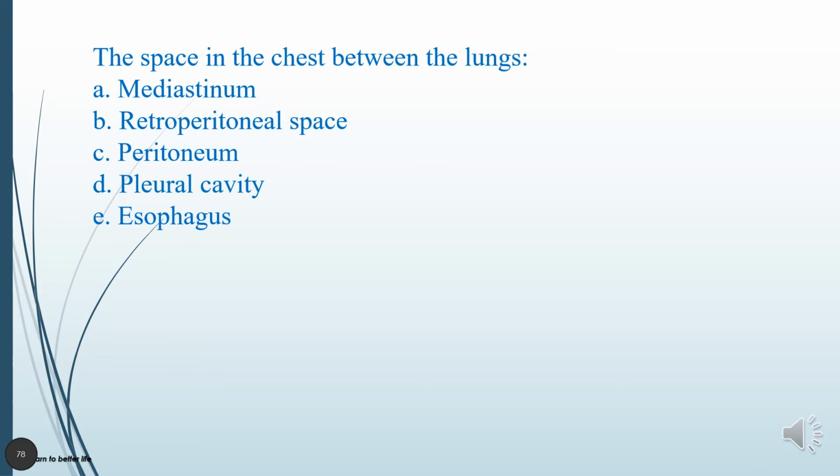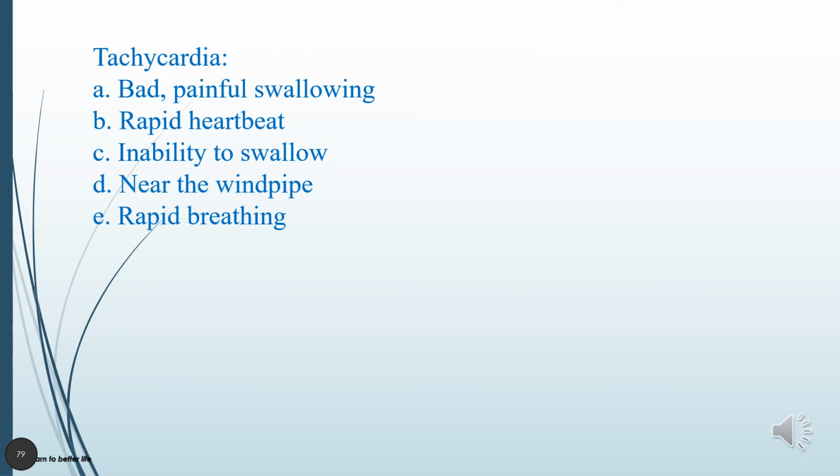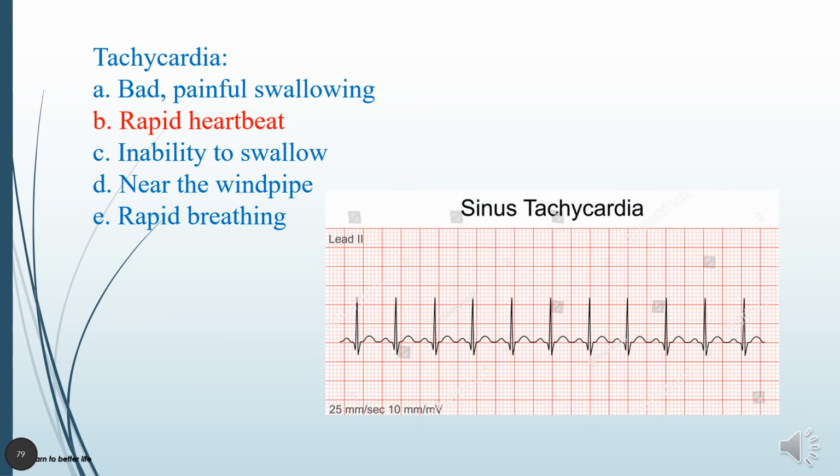The space in the chest between the lungs. A. Mediastinum. B. Retroperitoneal space. C. Peritoneum. D. Pleural cavity. E. Esophagus. The answer is A. Mediastinum. Tachycardia means A. Bad, painful swallowing. B. Rapid heartbeat. C. Inability to swallow. D. Near the windpipe. E. Rapid breathing. The answer is B. Rapid heartbeat.